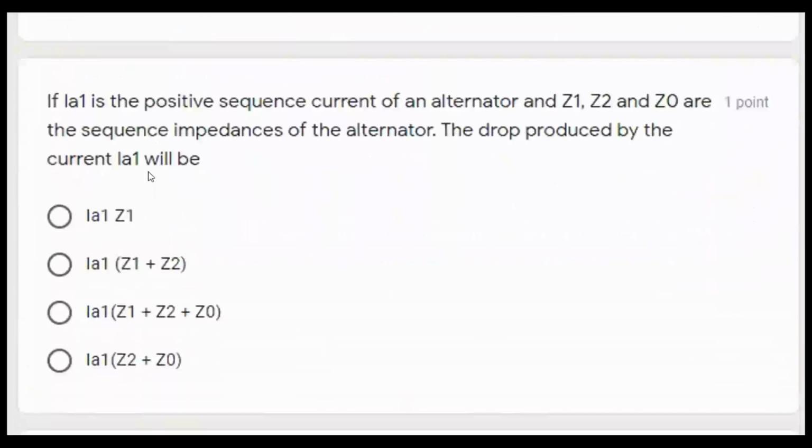The 19th question. If IA1, that is the positive sequence current of the alternator, and Z1, Z2, and Z0 are the sequence impedances of the alternator, the drop produced by the current IA1 will be. The IA1 current, that is the positive sequence current, flows through the positive sequence impedance, and the drop is the current into impedance according to Ohm's law. So here the drop is the first one, IA1 into Z1.